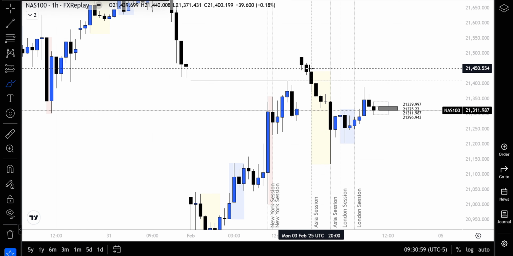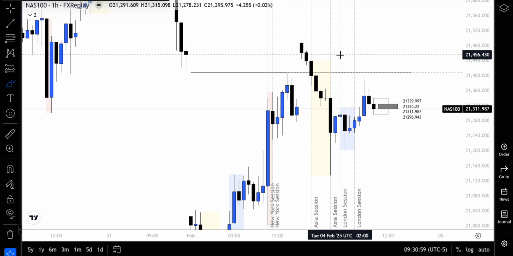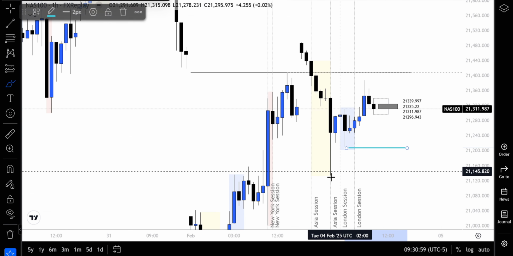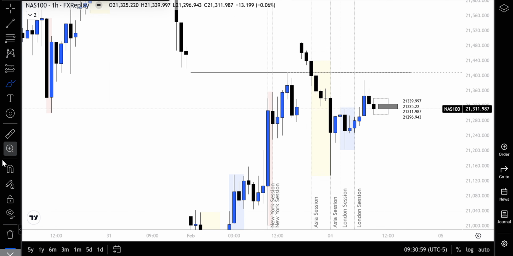Now let's scale down to the 1 hour, and you can see in the 1 hour we are looking a little bit bearish from the Asia session, and then London accumulated. Therefore, I expect New York to either go up or go down and sweep. I would preferably see it go down, sweep these two lows, and then come back up and take that high.